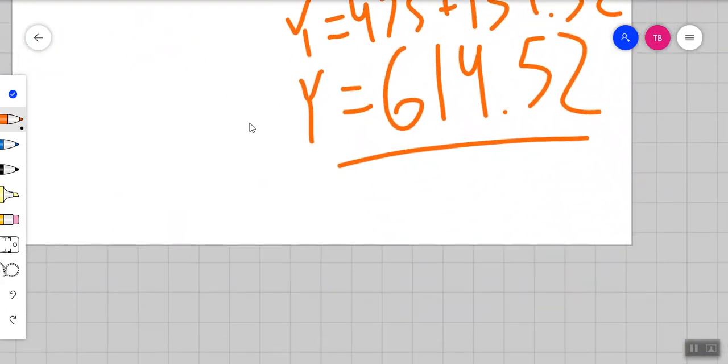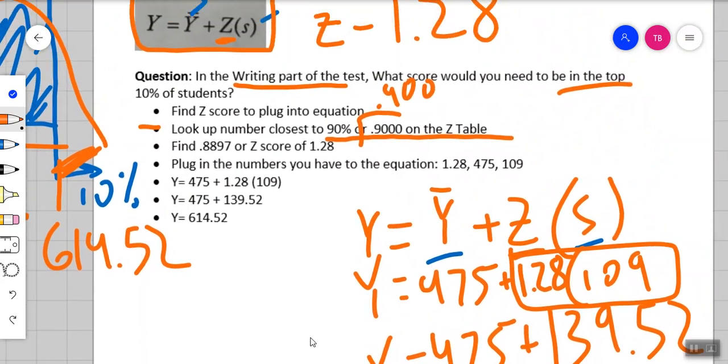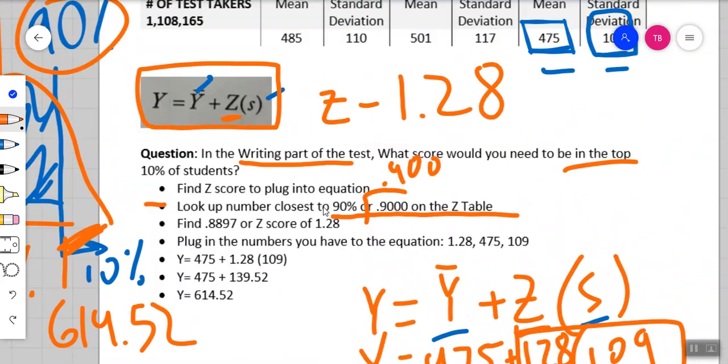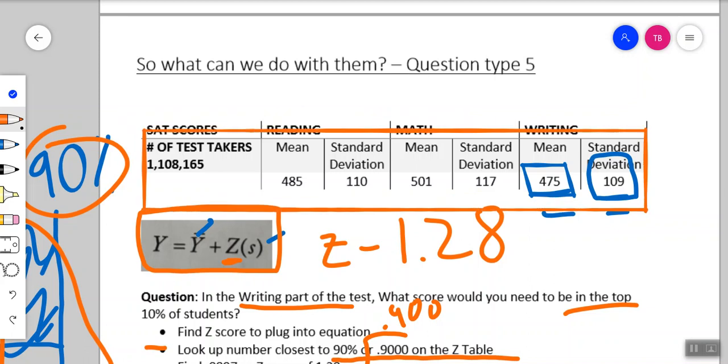Some of these seem a little confusing, but they're actually not. There's only really one or two numbers missing in each and every equation, and it's just a matter of being strategic and figuring out how to fill those in. Go back through these, and it's only going to be one of two equations, and everything you need is either going to be given to you in your table, or it'll be in your z-table.